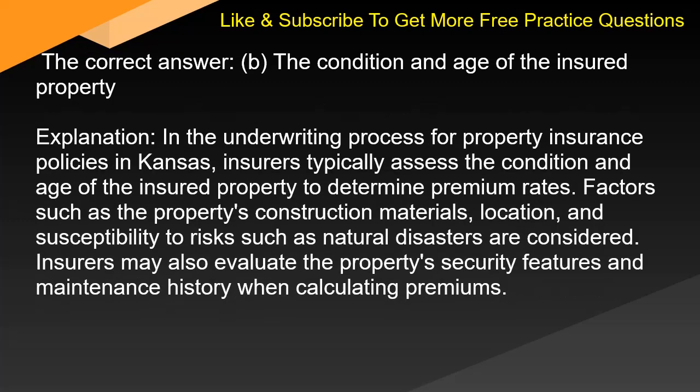The correct answer: B. The condition and age of the insured property. Explanation: in the underwriting process for property insurance policies in Kansas, insurers typically assess the condition and age of the insured property to determine premium rates. Factors such as the property's construction materials, location, and susceptibility to risks such as natural disasters are considered. Insurers may also evaluate the property's security features and maintenance history when calculating premiums.